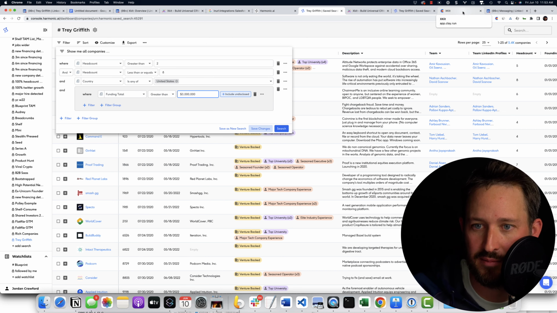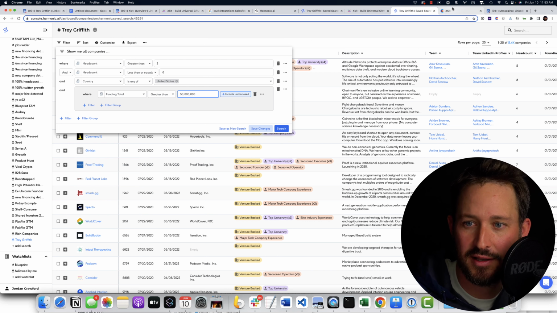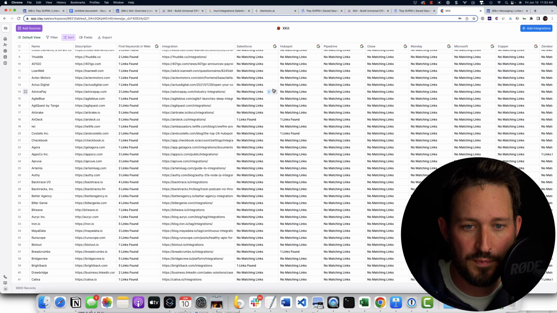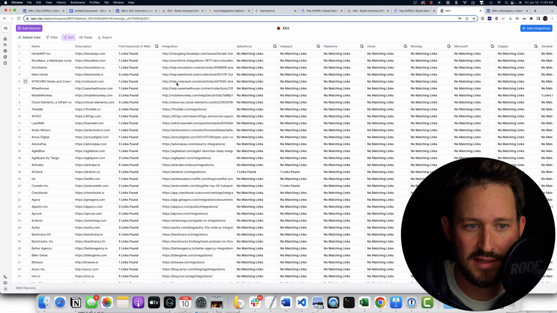Here's where Clay comes in. Oh, I actually saved it in this tab. How silly. Here's where Clay comes in. So what I did is I integrated these domains inside of Clay.